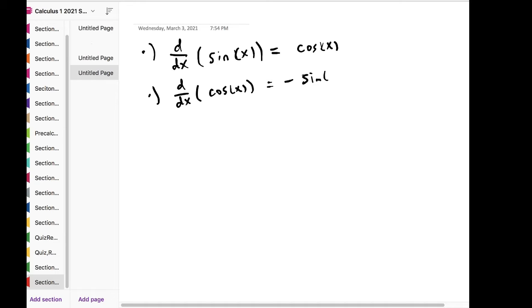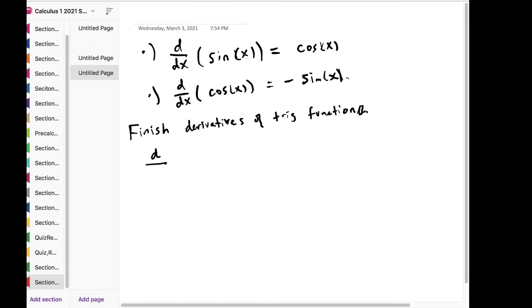So the goal today, and we also did some combinations of sine and cosine a couple classes ago, like with products. The goal today would be, let's finish up the trig functions. Finish derivatives of trig functions. So a natural progression would be to find the derivative of a quotient, right? Because what's the next maybe simpler trig function is tangent.